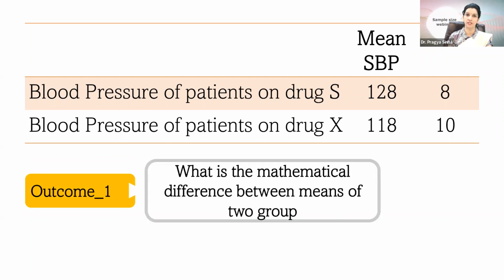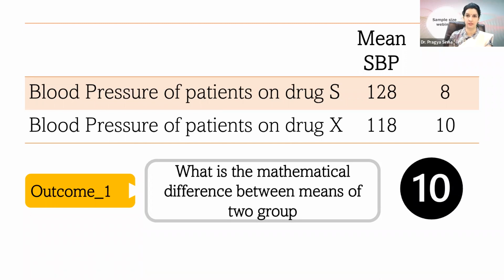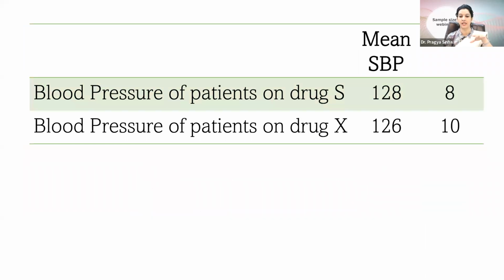So in this case, what is the outcome? What is the mathematical difference? The mathematical difference between the means of the two groups is 10 millimeter. So the difference between 128 and 118 is 10 millimeters. So I have proven that this 10 millimeter difference is maybe clinically significant for me, because the new drug is able to lower the BP by 10 millimeter.